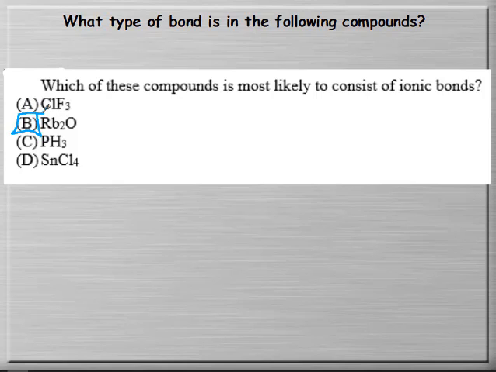And that's because rubidium and oxygen have the greatest electronegativity difference. They're the furthest away from each other on the periodic table. You have a metal and a nonmetal. A and C were the least likely to be ionic because there wasn't a metal there. So it's between B and D, and rubidium and oxygen are very far apart. They have a large electronegativity difference.